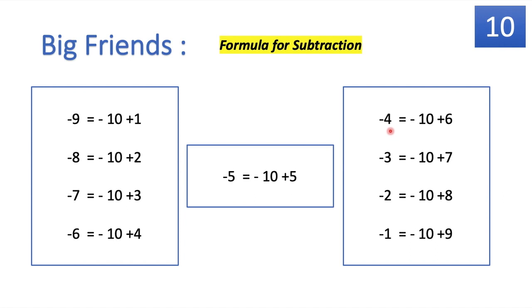To subtract 4, minus 10 plus 6. To subtract 3, minus 10 plus 7. To subtract 2, minus 10 plus 8. And to subtract 1, minus 10 plus 9. Now I am going to explain how to apply the big friends formula.